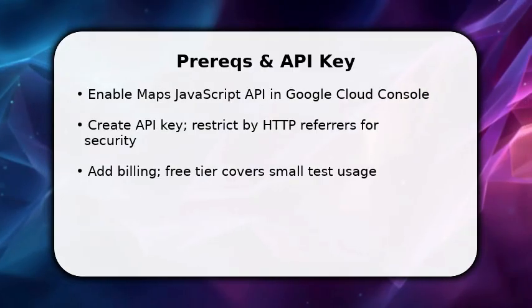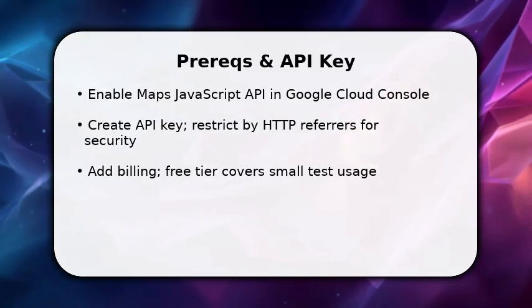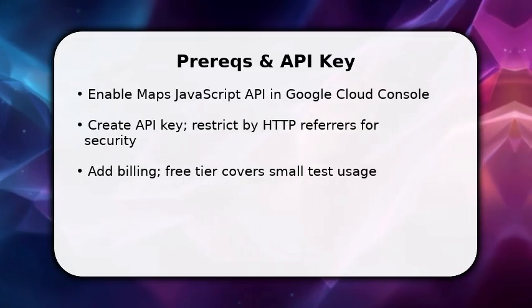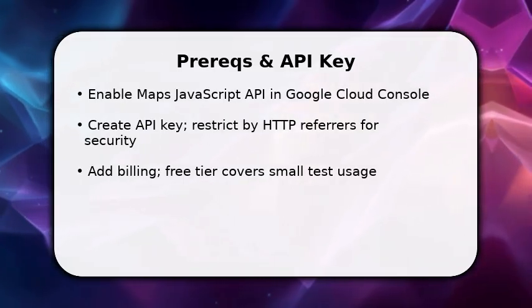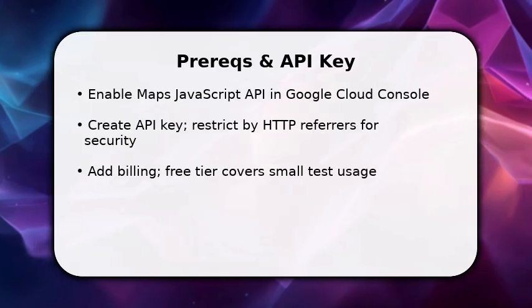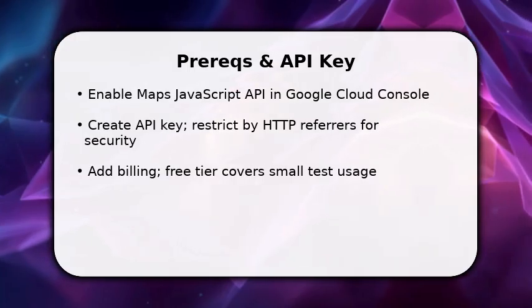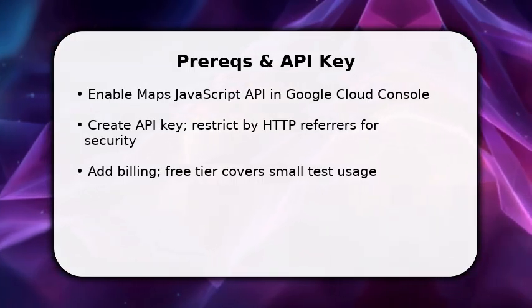You start by preparing your Google Cloud project and obtaining an API key. This is required to render maps. Create a billing-enabled project, enable the Maps JavaScript API, then generate and restrict the API key to your site domain. Once done, add the key to your HTML script tag.